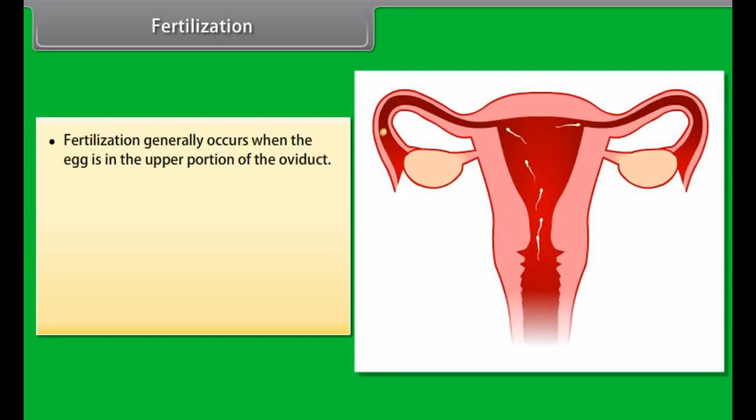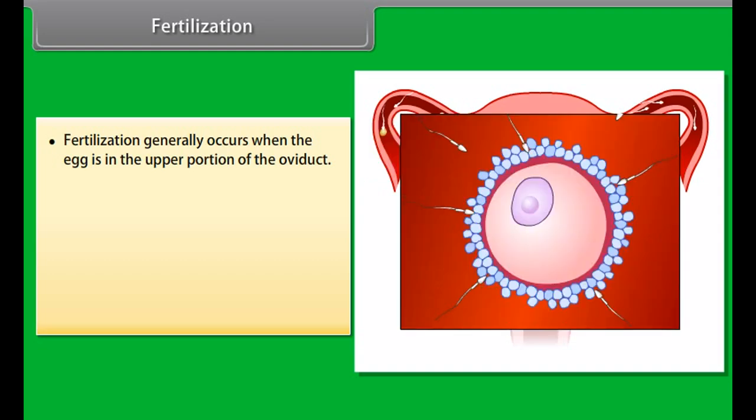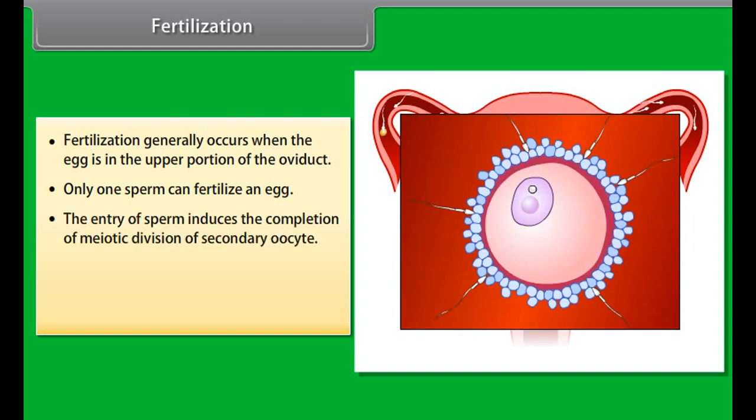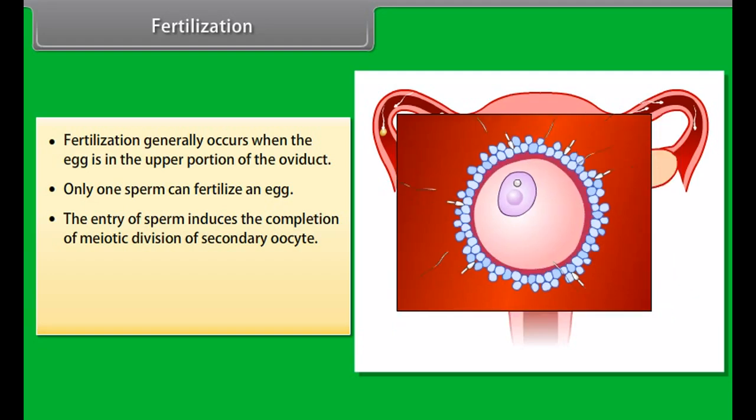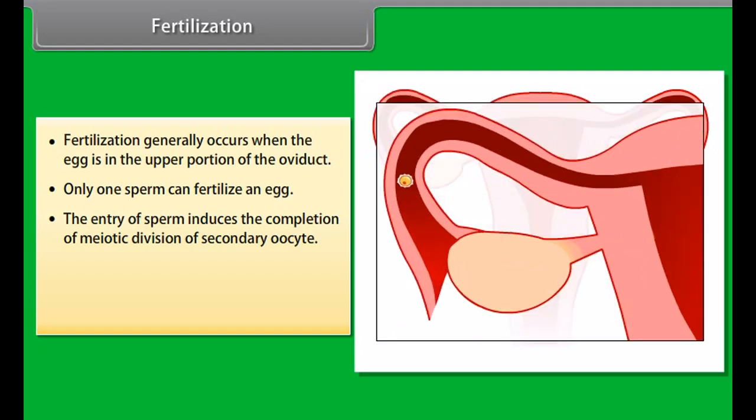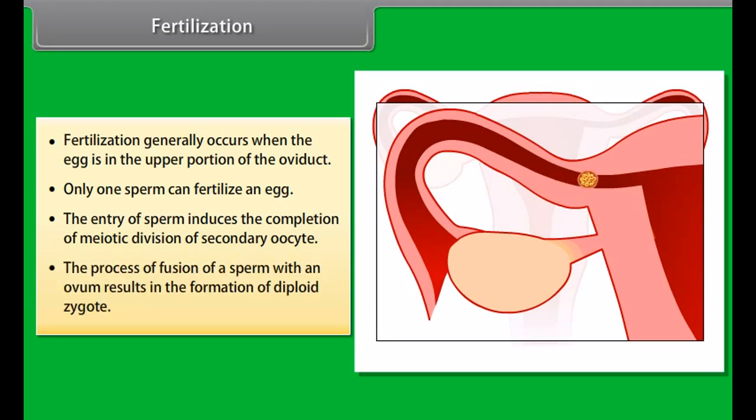Fertilization. Fertilization generally occurs when the egg is in the upper portion of the oviduct. Only one sperm can fertilize an egg. The entry of sperm induces the completion of meiotic division of secondary oocyte. The process of fusion of a sperm with an ovum results in the formation of a diploid zygote.